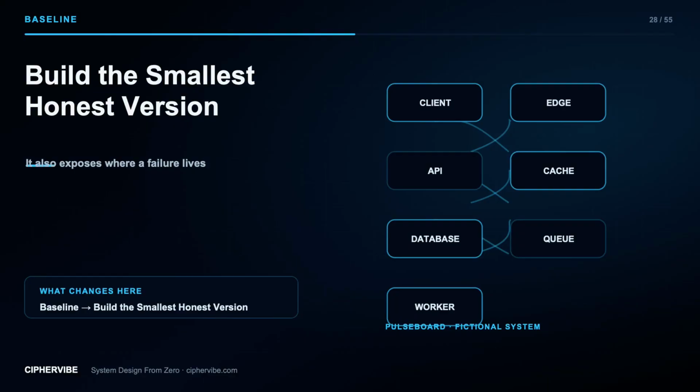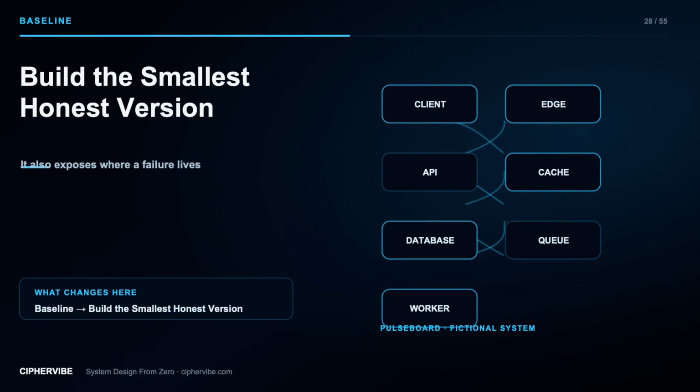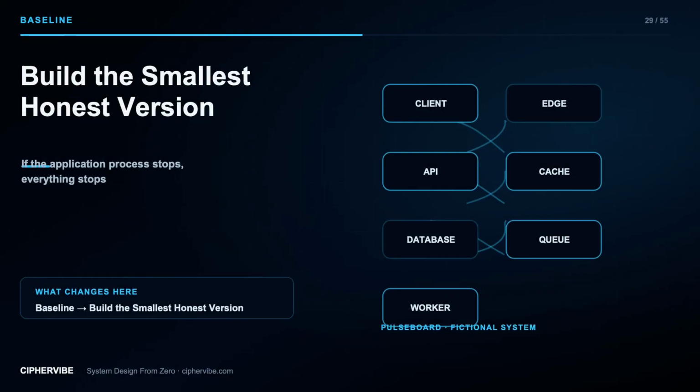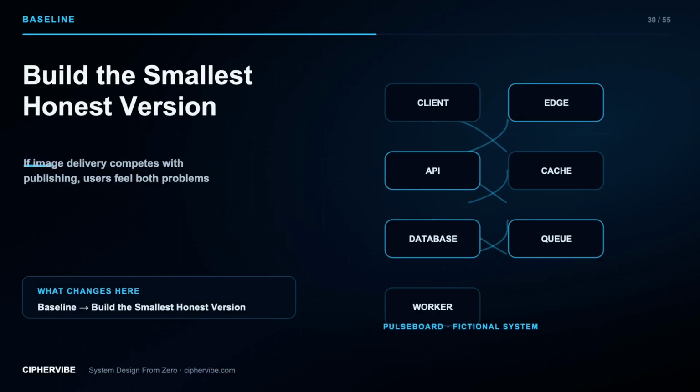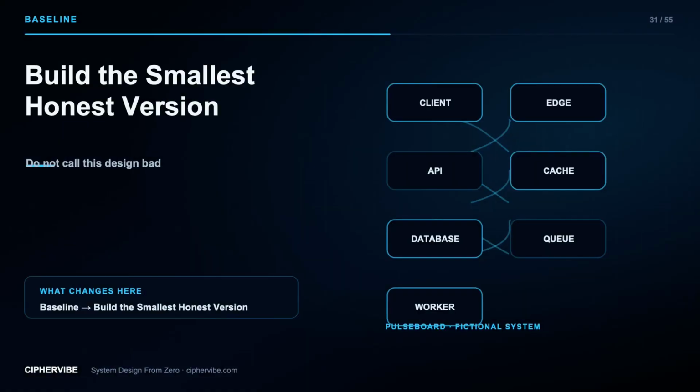If the application process stops, everything stops. If the database slows down, the feed slows down. If image delivery competes with publishing, users feel both problems. Do not call this design bad. Call it the baseline you will improve only when an observed requirement demands it.